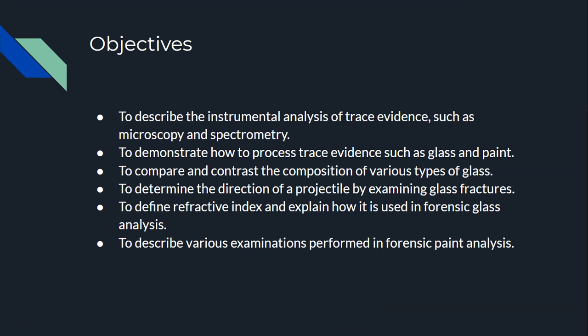Our objectives for this unit are to describe instrumental analysis of trace evidence, such as microscopy and spectrometry; to demonstrate how to process trace evidence, such as glass and paint; to compare and contrast the composition of various types of glass; to determine the direction of a projectile by examining glass fractures; to define refractive index and explain how it is used in forensic glass analysis; and to describe various examinations performed in forensic paint analysis.